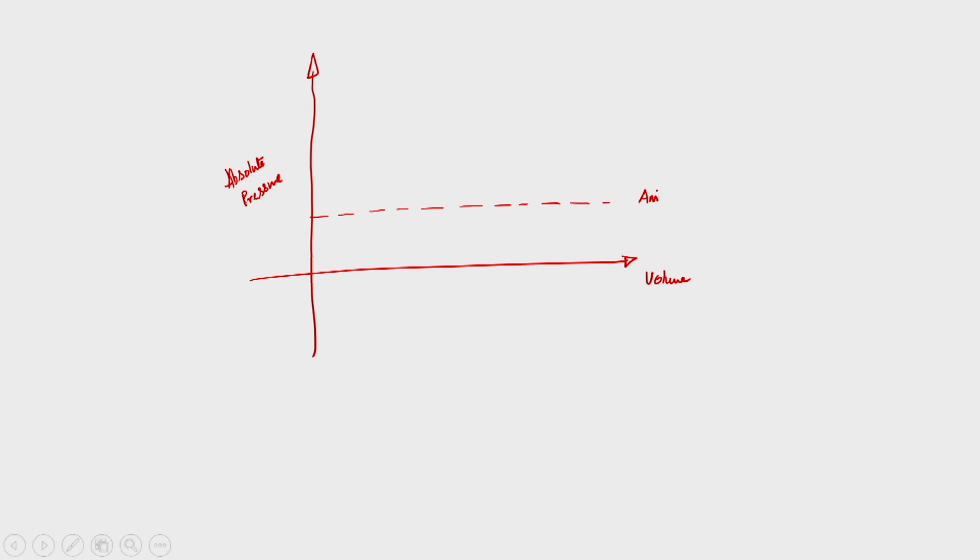Suppose I now draw this indicator diagram in the next slides. I draw absolute pressure versus volume. So, this is volume and this is absolute pressure, and we know this is the atmospheric pressure.